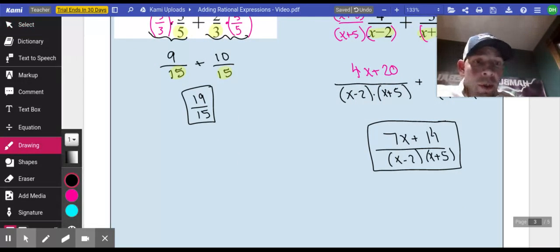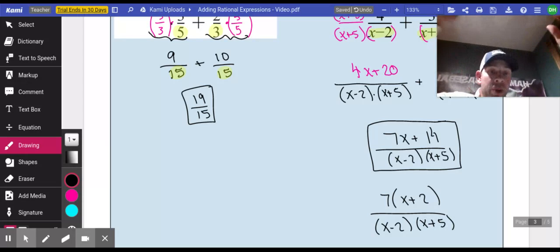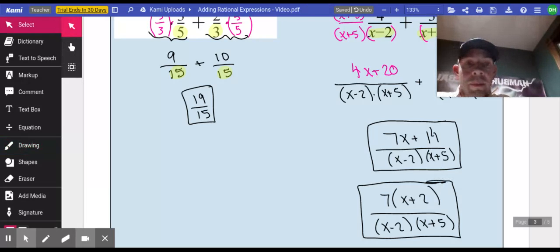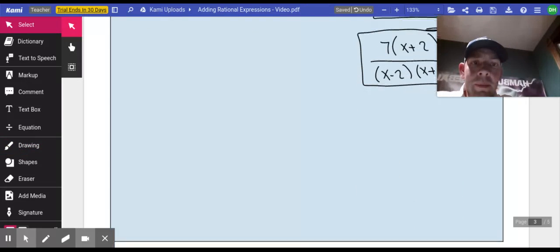And so what we're going to do is take out a GCF of 7. And we almost see an opportunity to cancel some factors. But of course, the x plus 2 on top doesn't cancel with the x minus 2 on the bottom. So unfortunately, even though we checked it, we were not able to cancel anything out. All right.